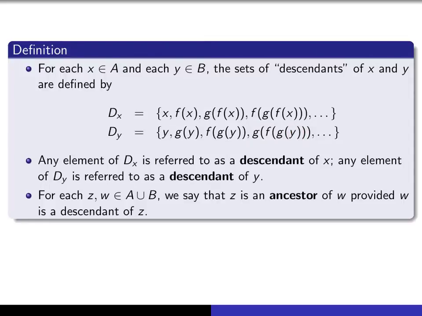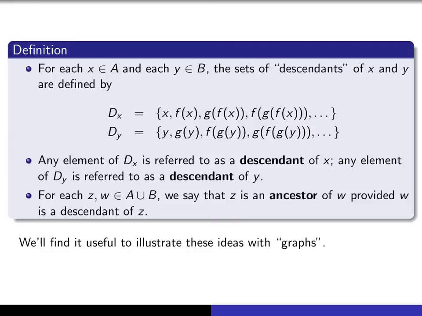So that means we can take descendants of any element in A union B. And so if we give ourselves any two elements in A union B, we say that Z is an ancestor of W, provided W is a descendant of Z. So for example, this element here is an ancestor of this element here. Of course, according to this definition, every element is an ancestor and a descendant of itself.